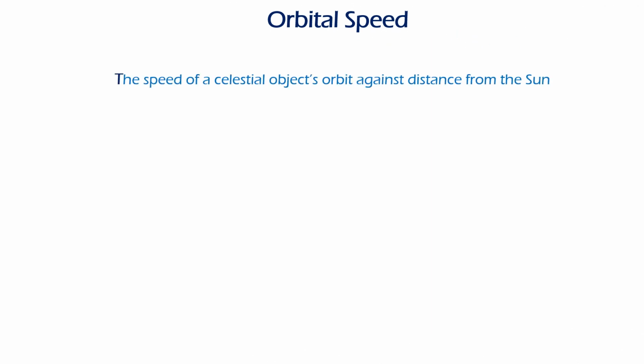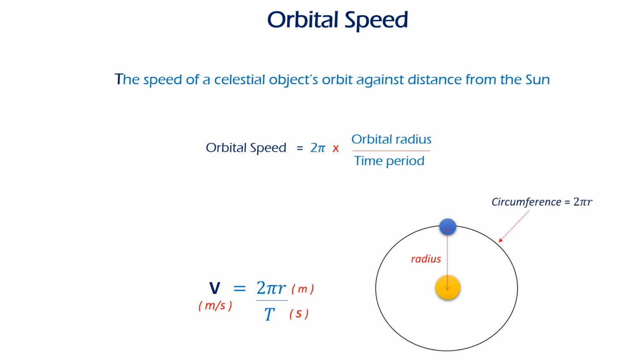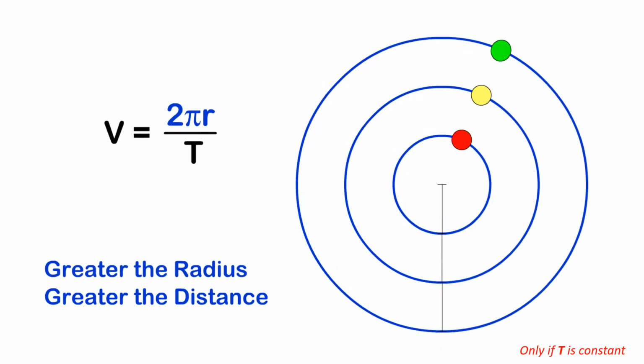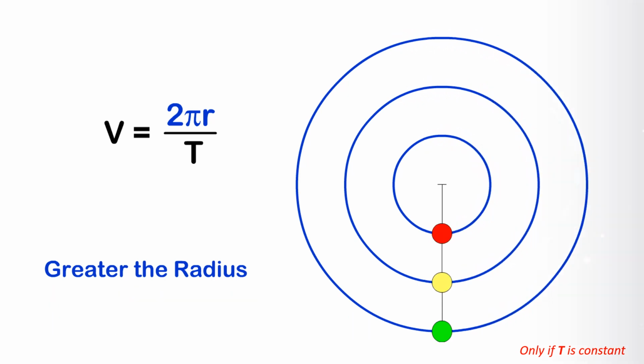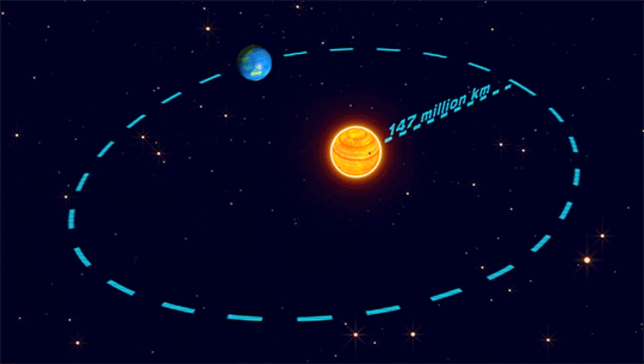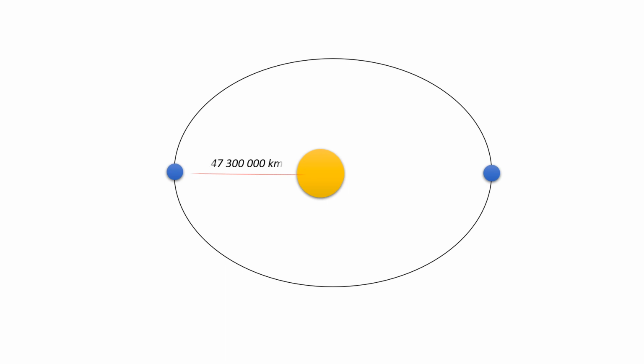Orbital speed is defined as the distance around the orbit divided by the time taken to complete that distance. Orbit is a circular pathway, so the distance is given by the circumference, which is 2 pi times the radius. That is divided by the time taken to complete the orbit. As the Earth is at different distances away from the Sun at 2 different points, the orbital speed also varies accordingly. At aphelion, it's 29.3 km per second. At perihelion, it's 30.3.